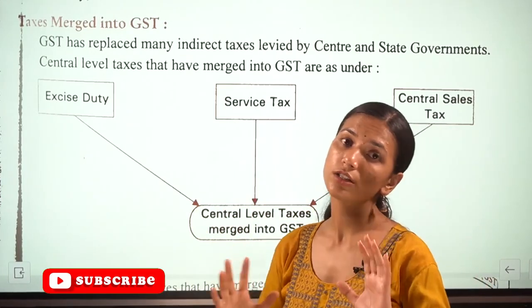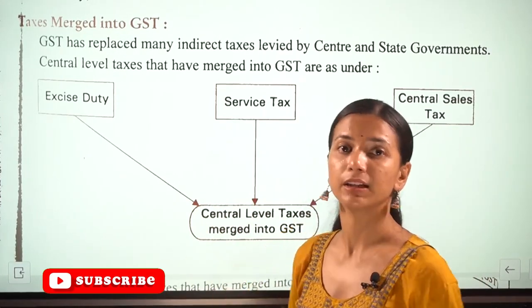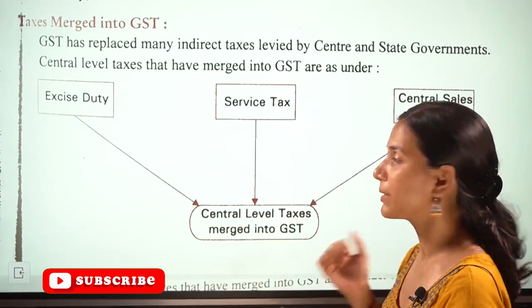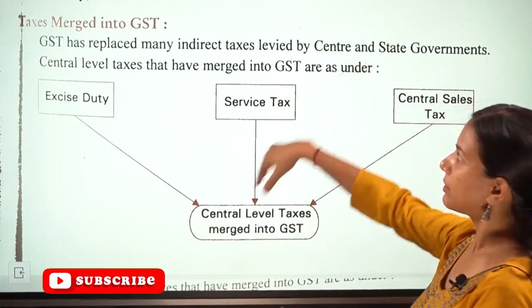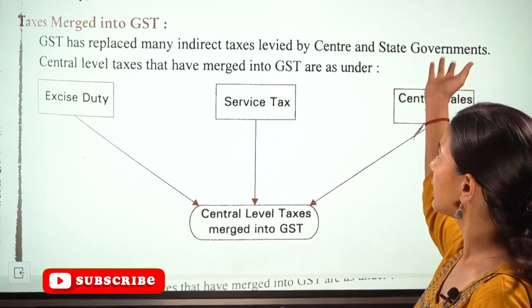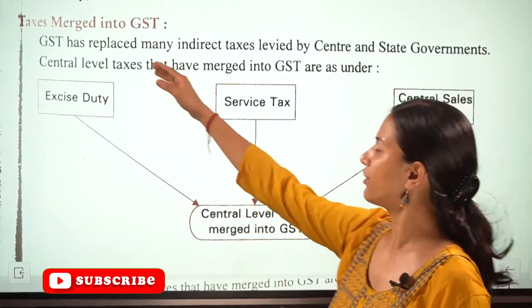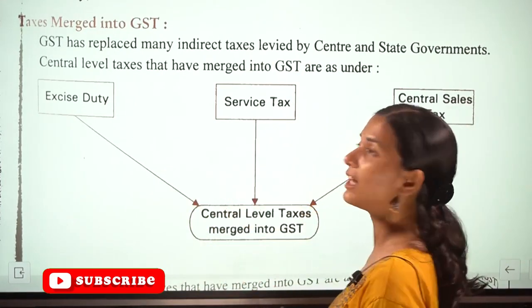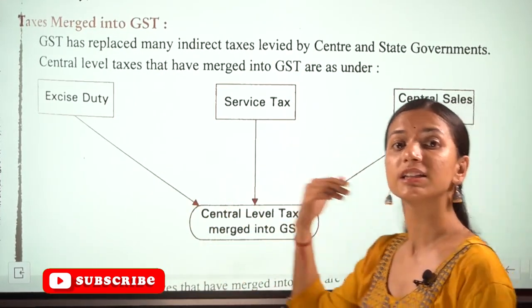Because of this, overlapping was happening. So due to this, GST was introduced so that there is no overlapping of taxes. There are many indirect taxes charged by the center and state government. The central level taxes that have merged into GST are as under. These were charged by the central government.